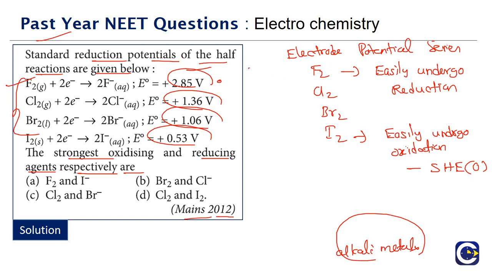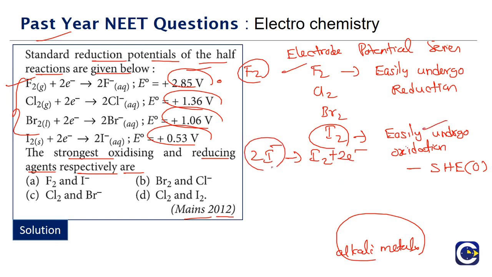Reduction means which will undergo reduction? F2 will easily be able to undergo reduction, and the oxidation tendency is at the bottom. Oxidation means I minus has to undergo oxidation, because when I minus is undergoing oxidation, it loses electrons. Oxidation is losing of electrons. So F2 will undergo reduction, because at the top there is a tendency for reduction. Bottom means there is a tendency for oxidation. So I minus will undergo oxidation. Now this is the point, understand this carefully. If you say that F2 can easily undergo reduction, means what?